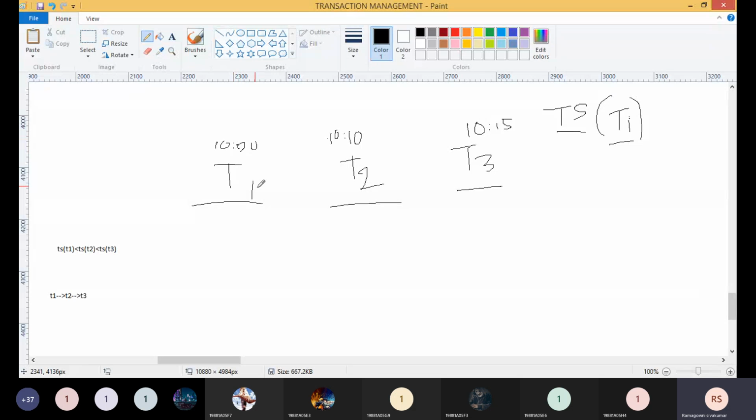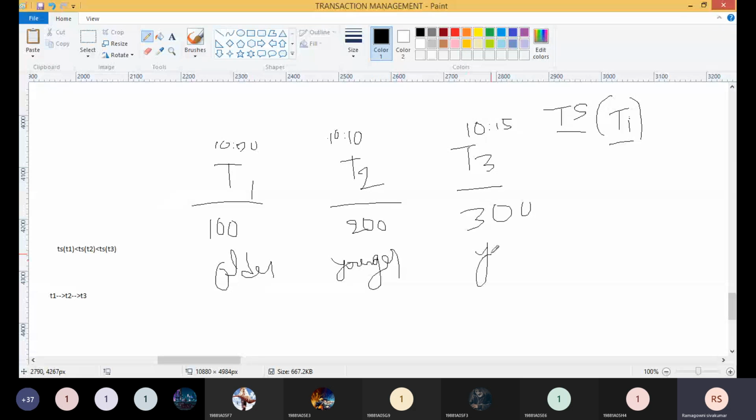You can observe clearly. The first timestamp value I am giving 100. And the second transaction 200. And the third transaction 300. Which one is youngest? Tell me. This is the first one, right? That means this is the older one. This is the younger one. And this is the youngest one.